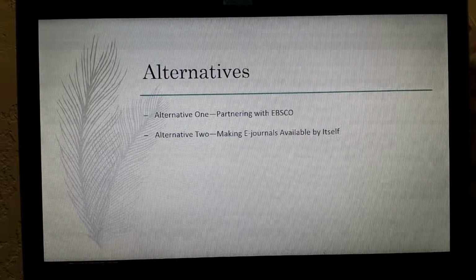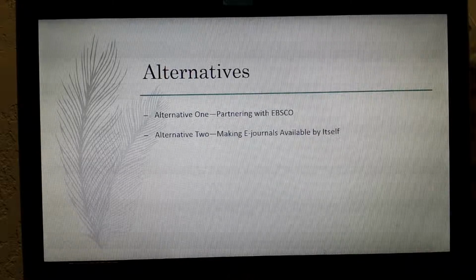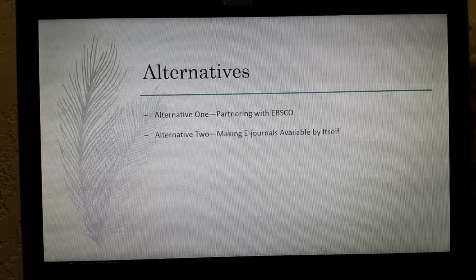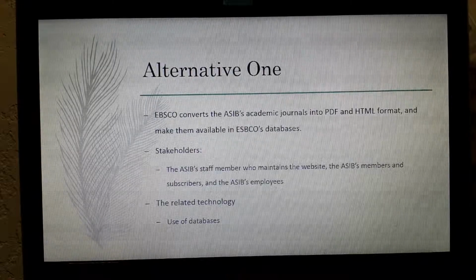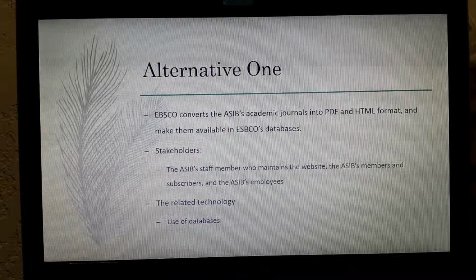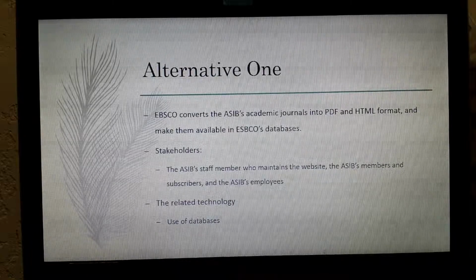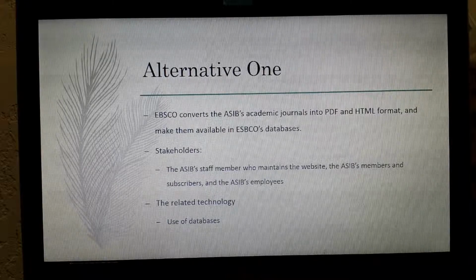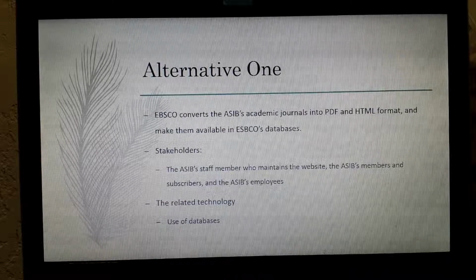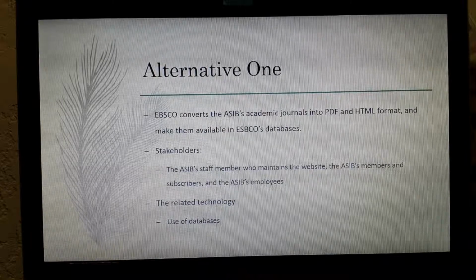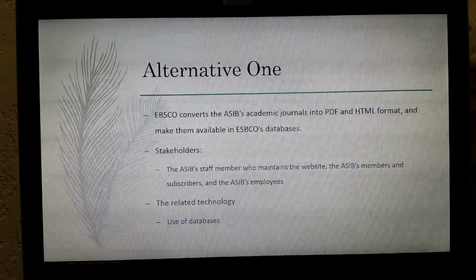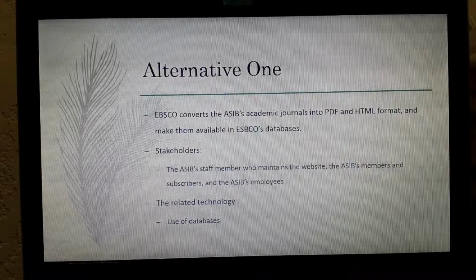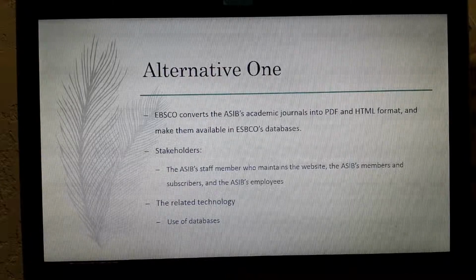As described in the case, the ASIB is facing 2 alternatives: partnering with EBSCO or making e-journals available by itself. As for the first alternative, EBSCO offers to convert the ASIB's academic journals into PDF and HTML format and make them available in EBSCO's database. Under this alternative, 3 groups of people are affected: the ASIB staff member who maintains the website, its members and subscribers, and the organization's employees.